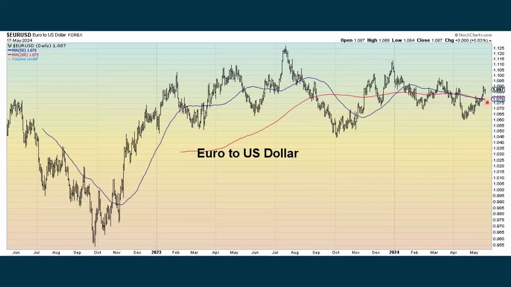Here's the euro to the dollar, and you can see the moving averages are almost on top of each other. As the euro has been starting to outperform, it was underperforming. If this keeps going up, we'll probably see the euro continue to outperform the dollar itself. It's just barely trying to make some kind of a trend change right now.